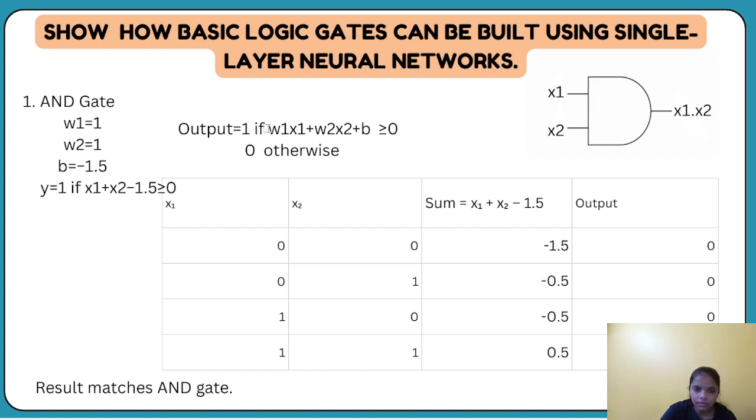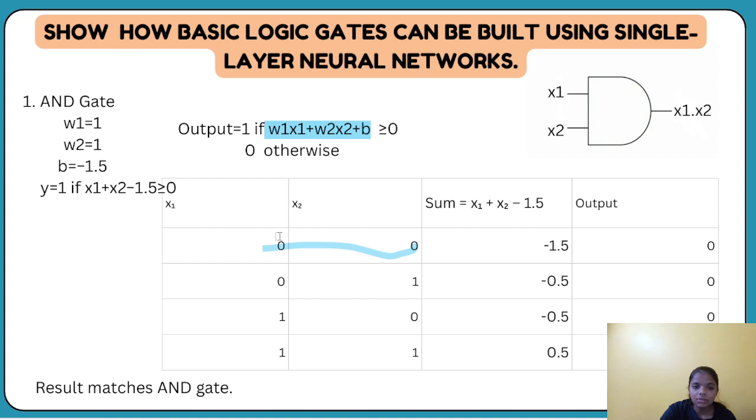we have this formula where W1 is weight 1 and X1 is input 1, plus W2 is weight 2 and X2 is input 2, plus the bias factor. So for the AND gate, we had taken weight 1 as 1, weight 2 as 1 and the bias factor as minus 1.5. And our inputs are 0, 0, 0, 1, 1, 0 and 1, 1.